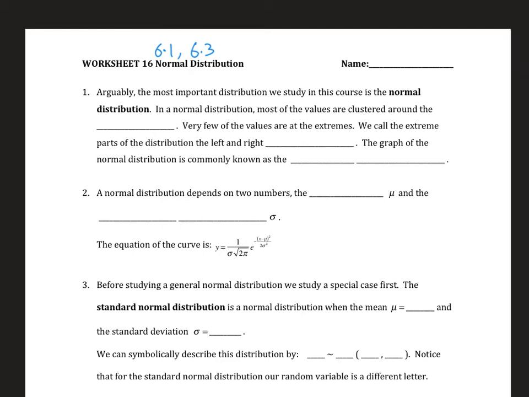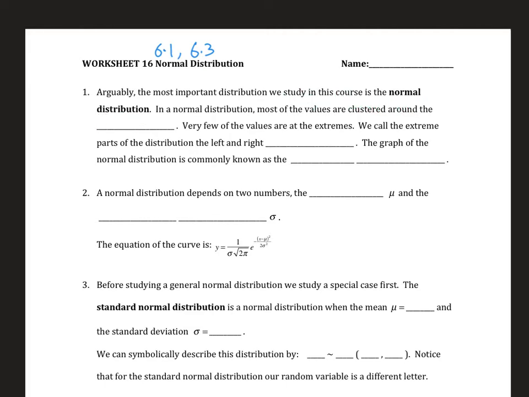All right, in this section, we're going to talk about normal distribution, which is the most commonly used distribution. This is slightly different than what we talked about last time, which is binomial. This corresponds to book sections 6.1 and 6.3. So arguably the most important distribution we're going to study in this course is normal distribution.